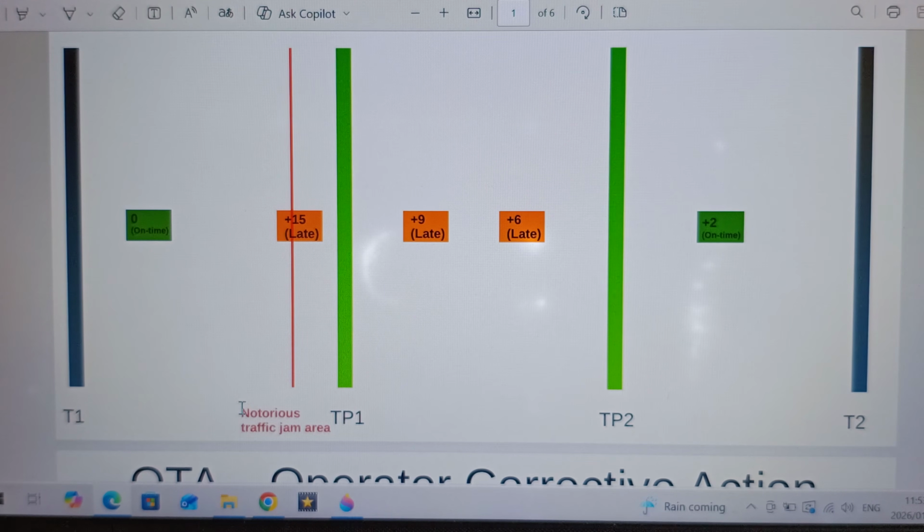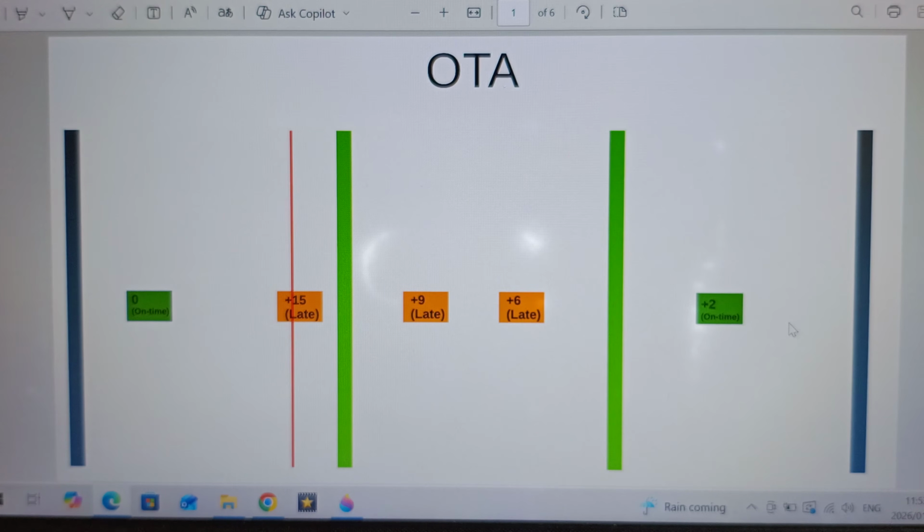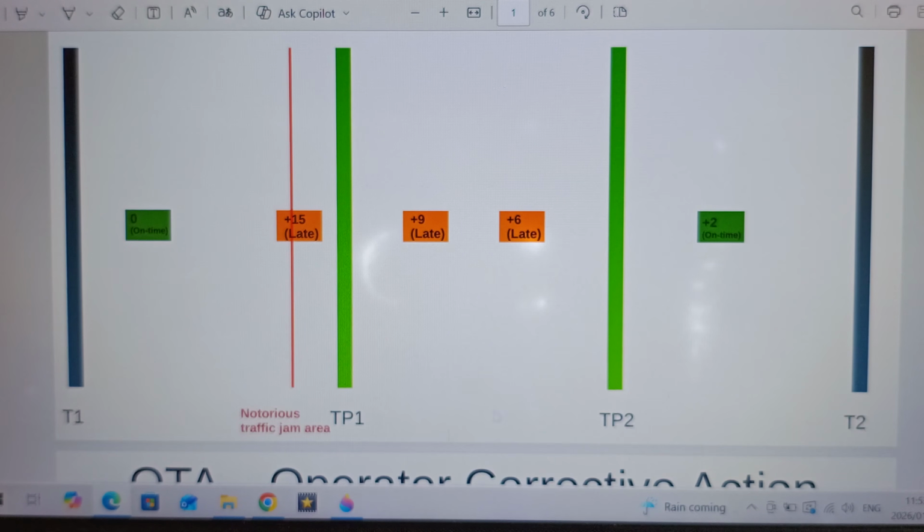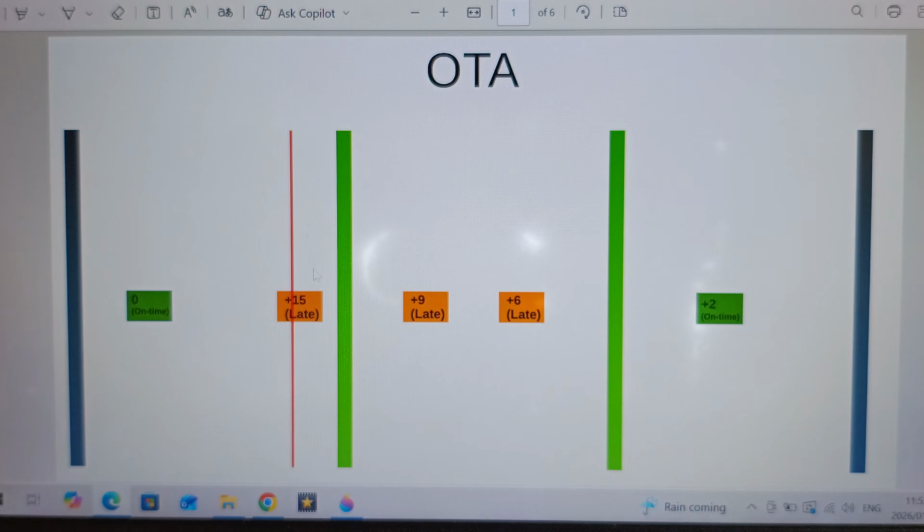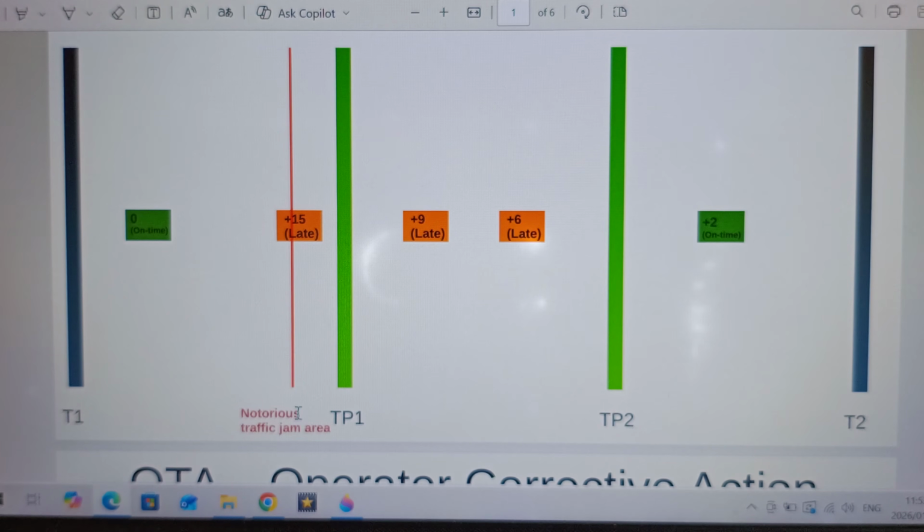You can go on and on arguing about this and coming up with solutions to fix these bus services, but I'm just trying to explain why there's a T1 and a T2 and why this doesn't necessarily apply. The T1 and T2 doesn't necessarily apply to all services, but the concept will apply to all services. So when you reach this notorious jam prone area, obviously your bus is going to get stuck, right? And then the buses would gradually make up time after the notorious traffic jam area.